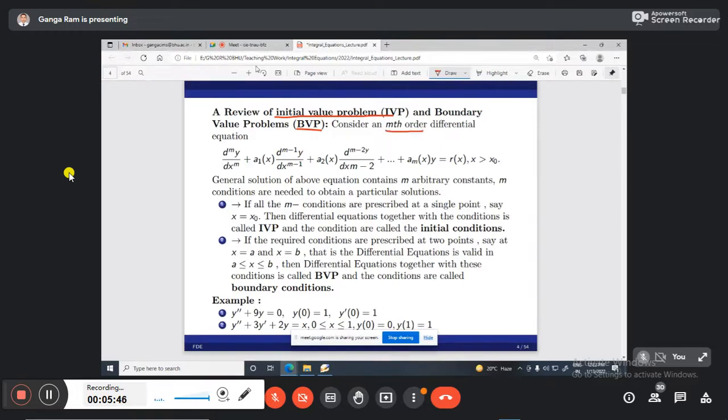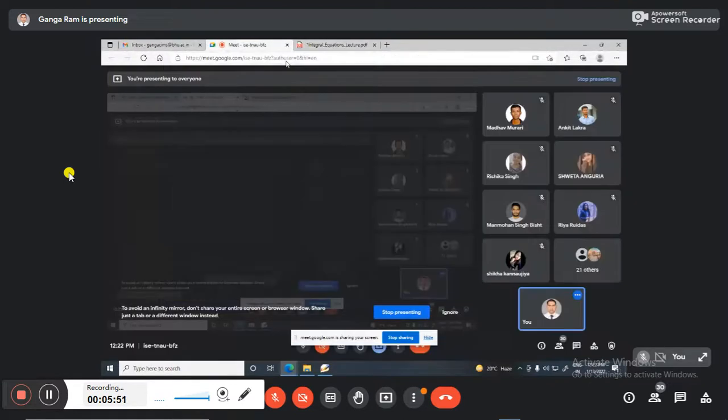Do you know what is the order n of a differential equation? What is the order of a differential equation? How many times the highest derivative, the differentiation, has been done? Highest order derivative. Yes. Okay, that will be the order of a differential equation.